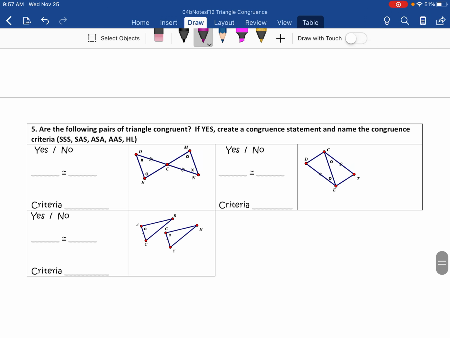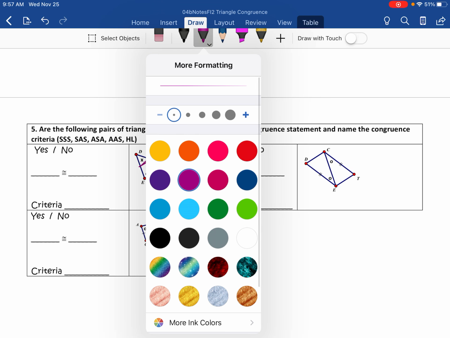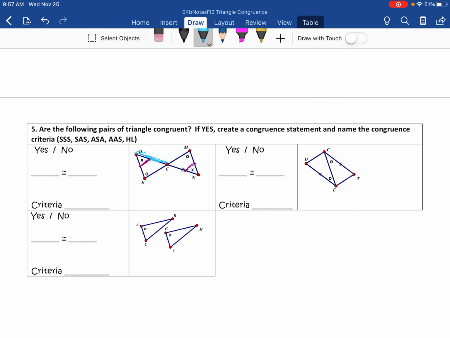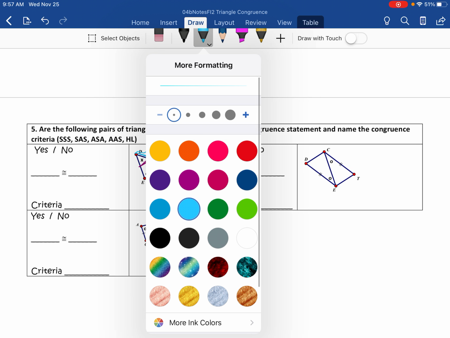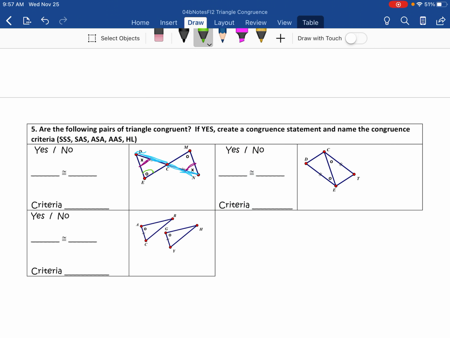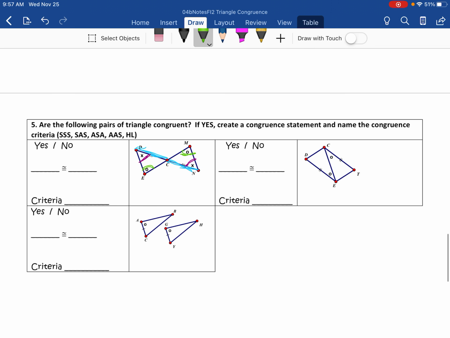All right, the last thing is, are the following pairs of triangles congruent? The only thing that's different with this is you have to write your congruence statement. I just wanted to practice that a little bit. So I know X is congruent to X. I know DC is congruent to CN. And I also know that angle E is congruent to angle M. Okay, and so this is going to be angle, angle, side. So the criteria is angle, angle, side. This is a way to prove congruence.